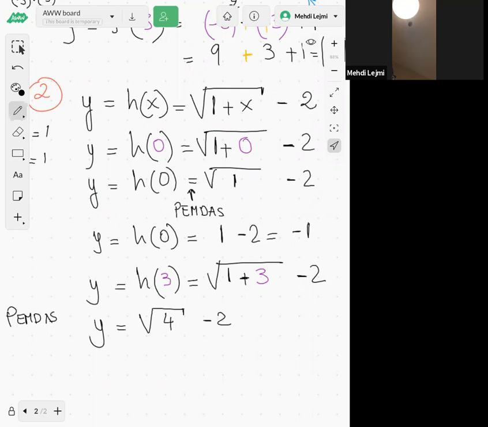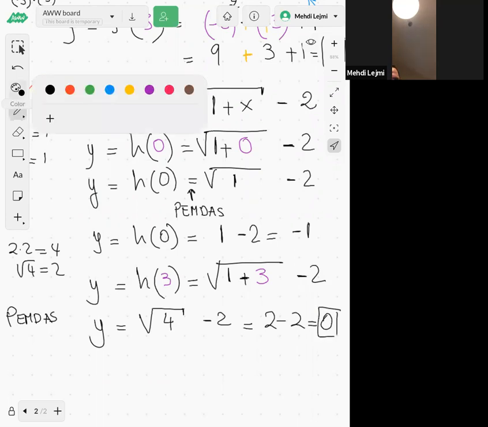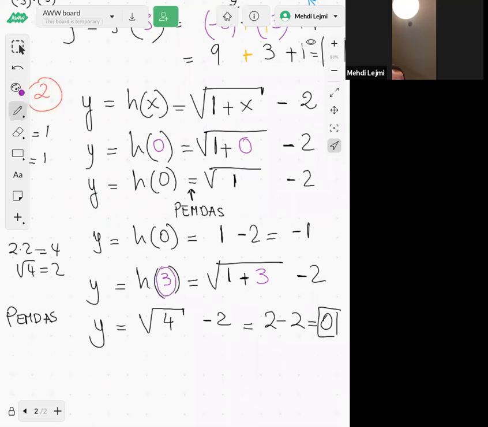Okay, square root of 4. So it's the exponent before the subtraction, right? So the square root of 4 is 2, because 2 times 2 is 4. So this is 2 minus 2. And so the answer is 0. So what I'm saying is that if my input x is 3, my output y would be 0. And finally, last one, I think.